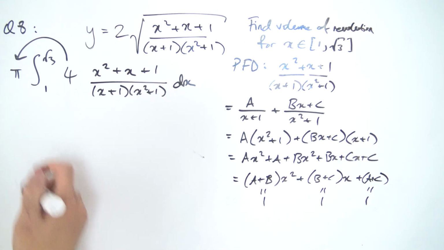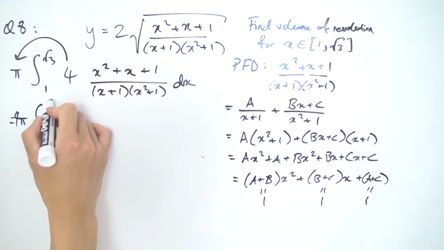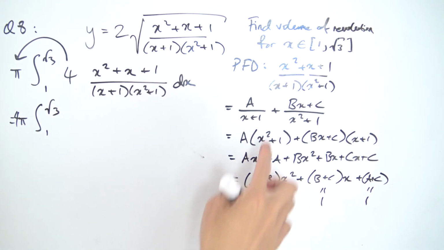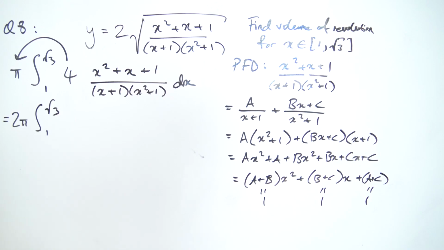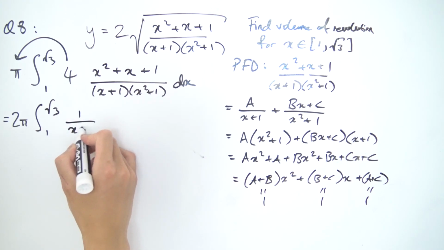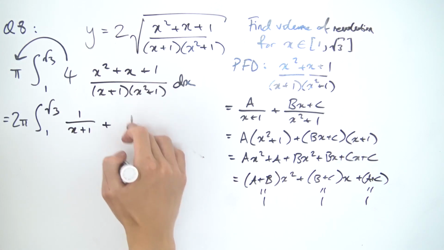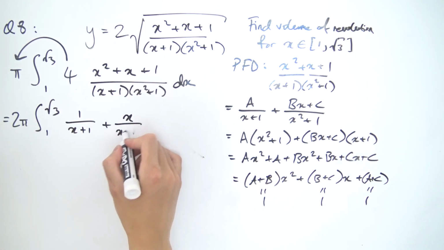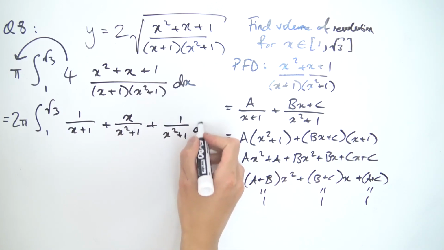So what we get in the end is pi, or 4 pi, times the integral from 1 to root 3. Now a, b, and c are all 1/2, so let's factor that 1/2 out to the front. So we get 2 pi, because 4 pi times a half is 2 pi. And then we're just left with 1 for all these coefficients. So 1 over x plus 1 plus, and now let's fill up the fraction as well, x over x squared plus 1 plus 1 over x squared plus 1 dx.